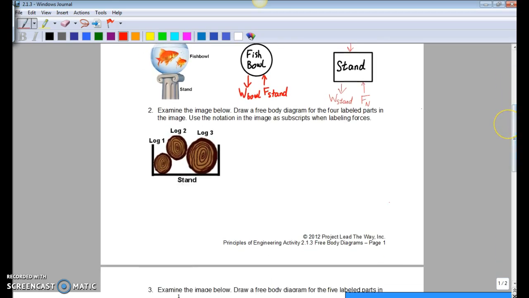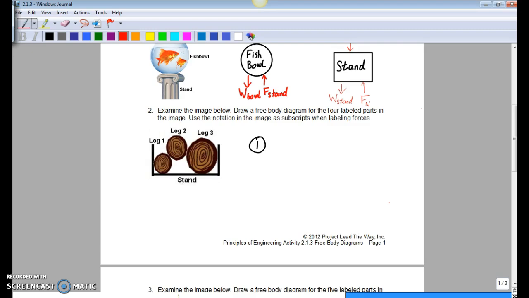We're going to move to problem number 2 here. If you look at this, we have 4 components. We have log 1, log 2, and log 3, which are clear, distinct components. But some people would forget we also have to do the stand in our free body diagram. So I'm going to start by putting out log number 1, and let's talk about forces on it.